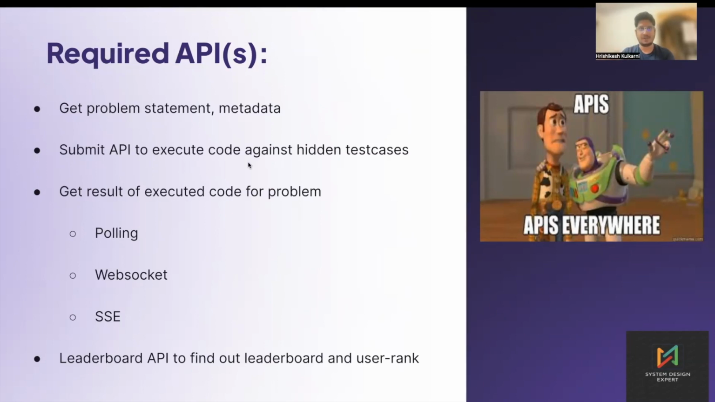Then we have a submit API to execute code against hidden test cases, and then we have get result of executed code for the problem. The submit API can either be synchronous or asynchronous. By synchronous, we mean if I submit the solution, I will get the result of that code execution immediately. Not immediately, but with the same network call. My submit API input is my code and problem ID, and the output is the result for the code. If it is passing all the test cases, what is the memory usage, time constraint, etc., or the wrong answer, all of it will be provided as a response to the submit API.